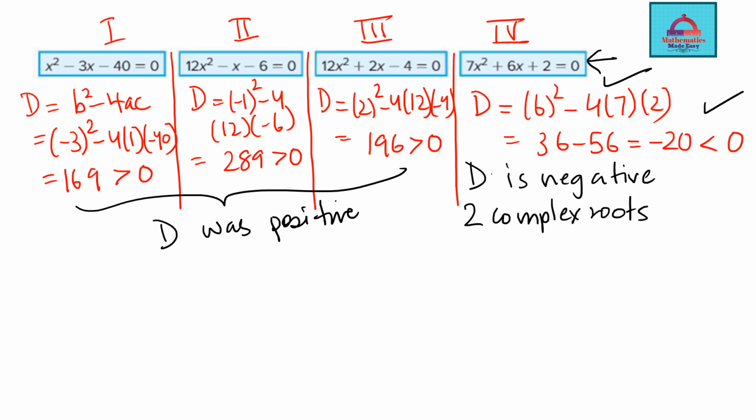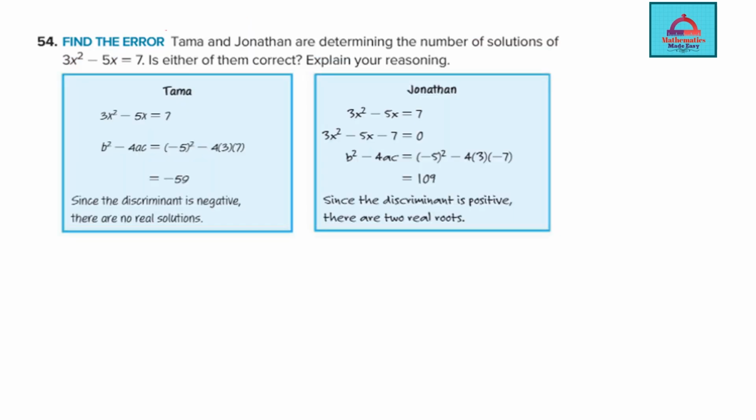Why complex roots? Because when the discriminant is negative, we will have complex roots. So the remaining three options will have positive discriminant, therefore their roots will be rational. Okay, these will have non-zero roots. So this is how you identify the difference for this question. Let's solve now the HOTS question, higher order thinking skills, question 54.